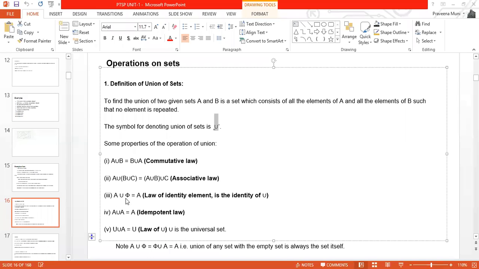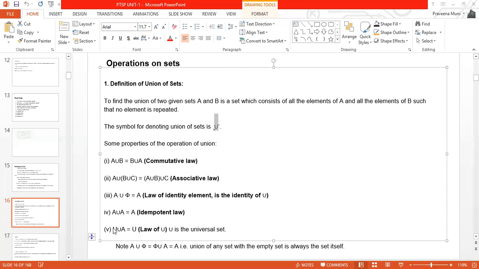And we know that the null set does not contain any element. A union null set will be equal to what? A only. So it is called the law of identity element, or identity of union. And what is A union A? Since it has the same elements, A union A is also equal to A only. So it is called the idempotent law.